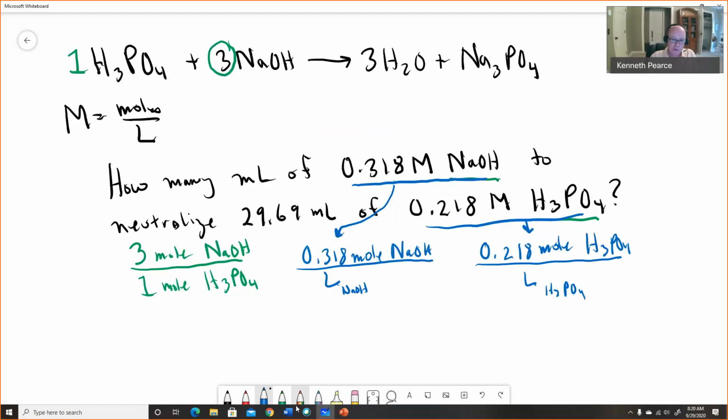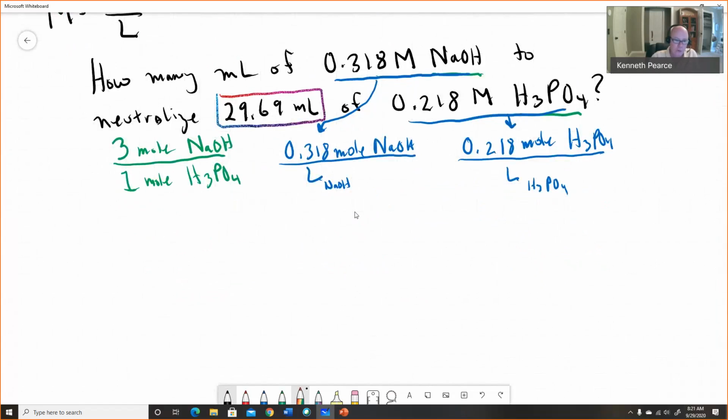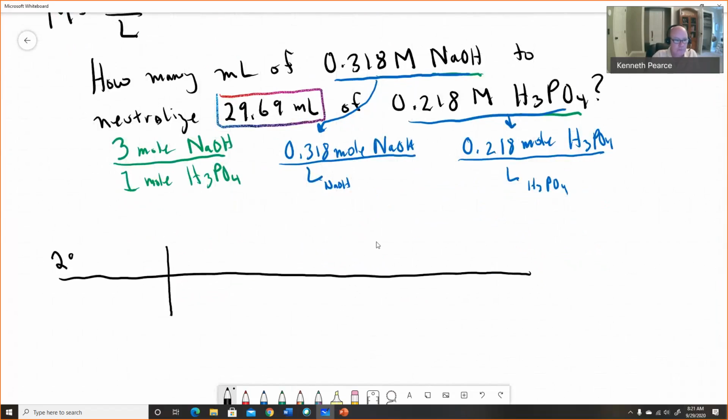And so we now have 3 conversions that we can use for our equation. And we have a given, or measured, which is our 29.69 milliliters. So we have all the pieces to set this up as a conversion factor, and now we're done with the problem itself, with the words, and we can go ahead and set this up. And so we always do this. We draw a line and draw another line. Start with our measured number, and that's the 29.69 milliliters of phosphoric acid solution.